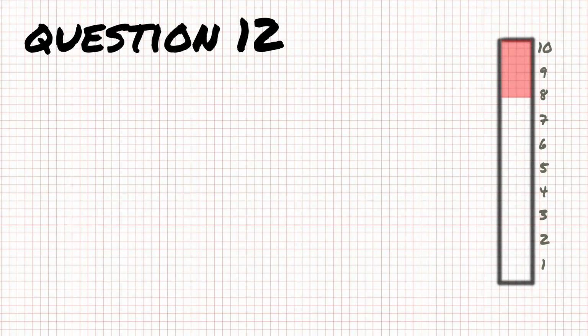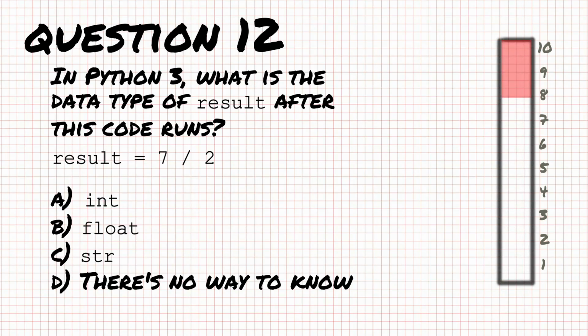Question 12. In Python 3, what is the data type of result after this code runs? result = 7/2. Is it A, int, B, float, C, string, or D, there's no way to know?